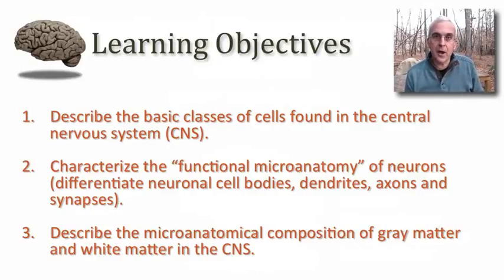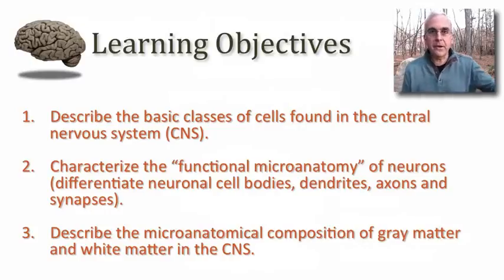And I want you to think about the functional microanatomy of neurons. Now, I'll spend this tutorial explaining what I mean by that, but essentially I want you to be able to differentiate between the different parts of a typical neuron in terms of their structure and their function. And then lastly, I want you to be able to describe how that microanatomical structure of a typical neuron is compounded many thousands of times into the structure of neural tissue. And when we think of neural tissue, we're basically talking about gray matter and white matter.